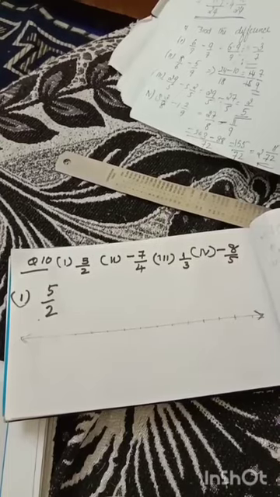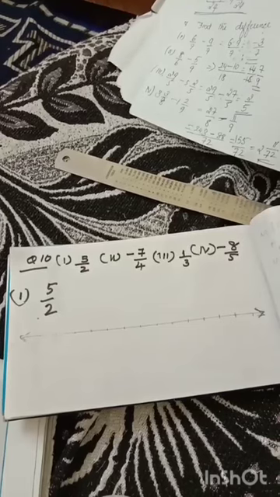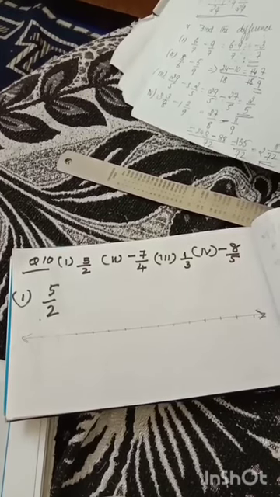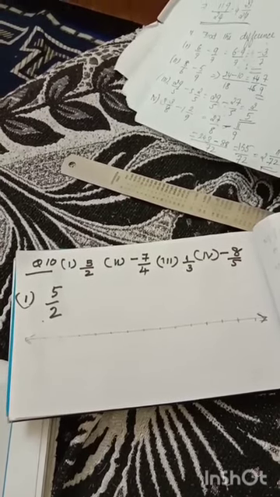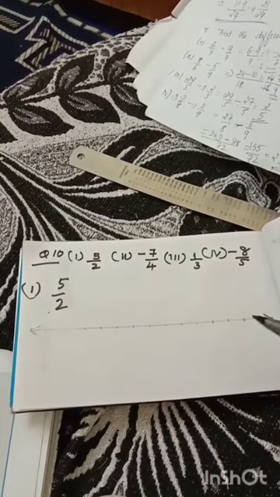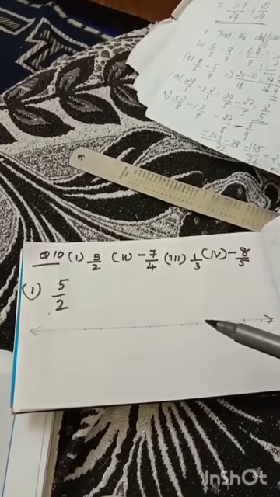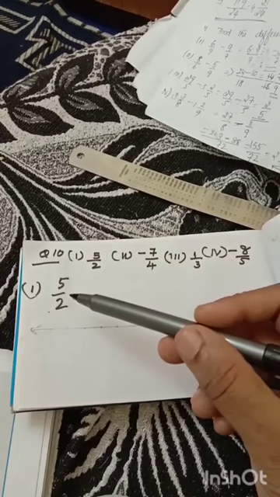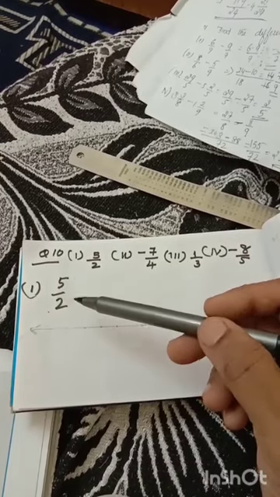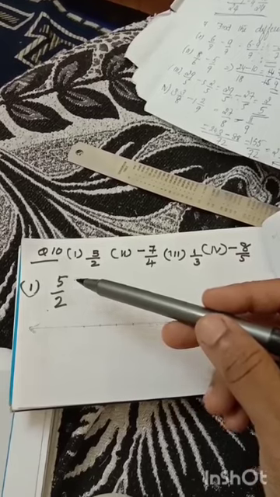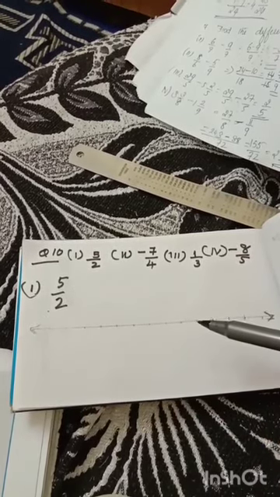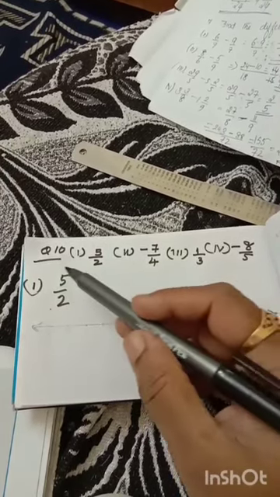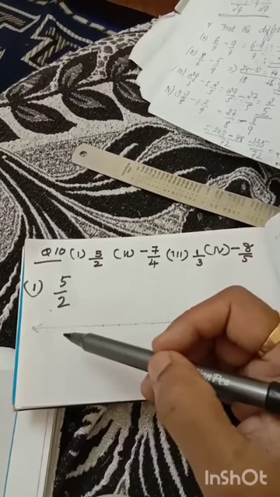See, number 10, represent the following rational numbers on the number line: 5 by 2, minus 7 by 4, 1 by 3, minus 8 by 5. First question, 5 by 2. First of all you have to draw a number line with a pencil and scale, compulsory. Do not draw with a pen. Check the numerator and denominator, which number is greater. Numerator is greater, number 5. So you have to denote at least 5 on the number line. More than 5 you can also denote. Your number is positive, so negative numbers you denote fewer.